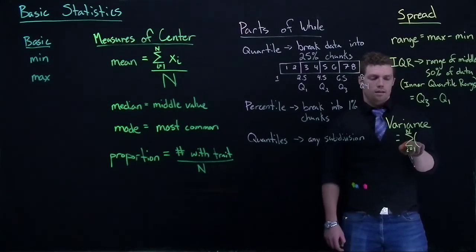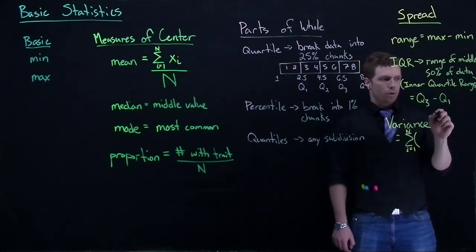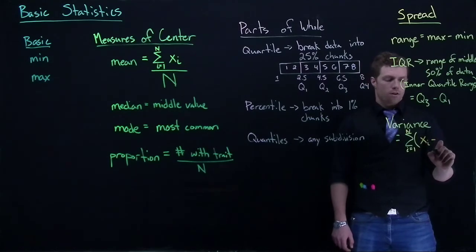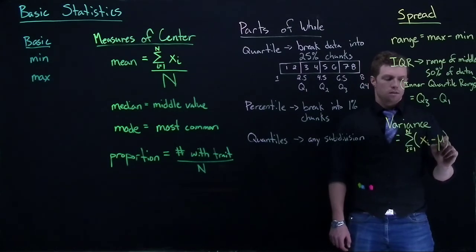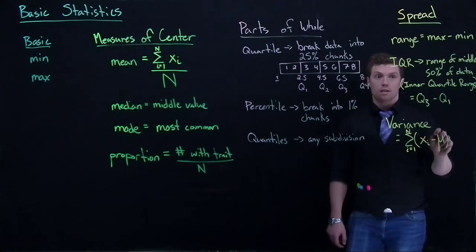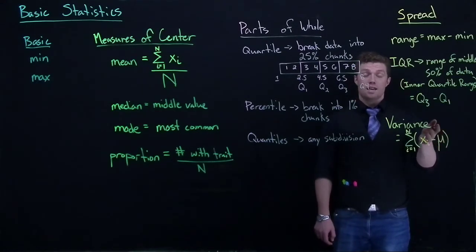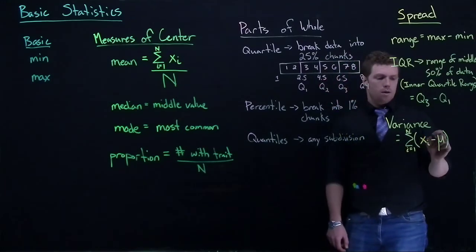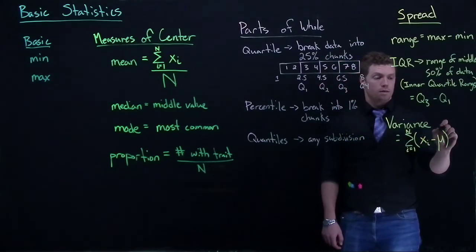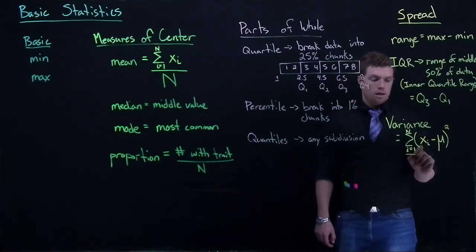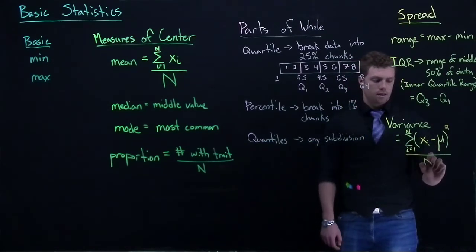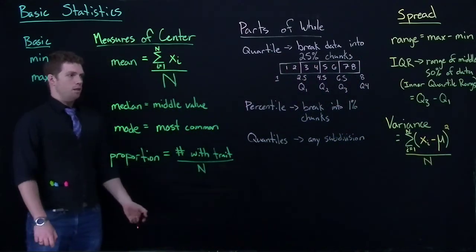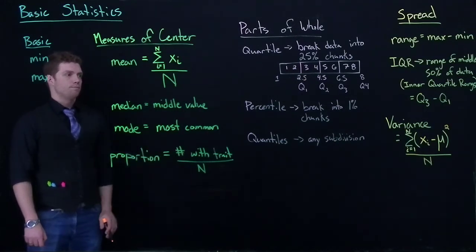Okay, so we've got the summation. And what we're going to do is look at an individual measurement and compare it to the mean. Notice this is the population mean. If we are doing a sample variance, this would be x bar, the sample estimate of the mean. But we're going to look at it from the population standpoint. Then we square it, and we divide by the total number of observations in our population. So that's how we take care of the variance.